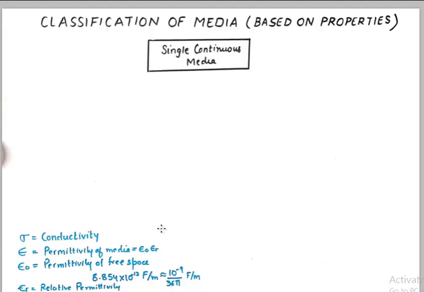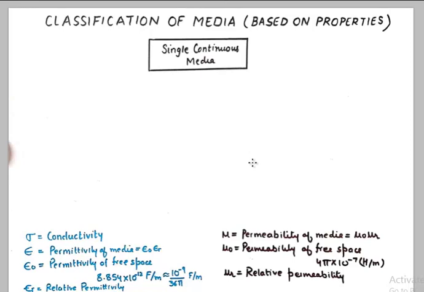farad per meter. Or in some calculations you can use 10 raised to the power minus 9 upon 36 pi farad per meter. The second parameter is mu, the permeability of the medium, given by mu naught into mu r. Mu r is relative permeability and mu naught is the permeability of free space, which is 4 pi into 10 raised to the power minus 7 Henry per meter. The key points here are these units, so you must be aware of them, and these values are extensively used in numerical calculations.